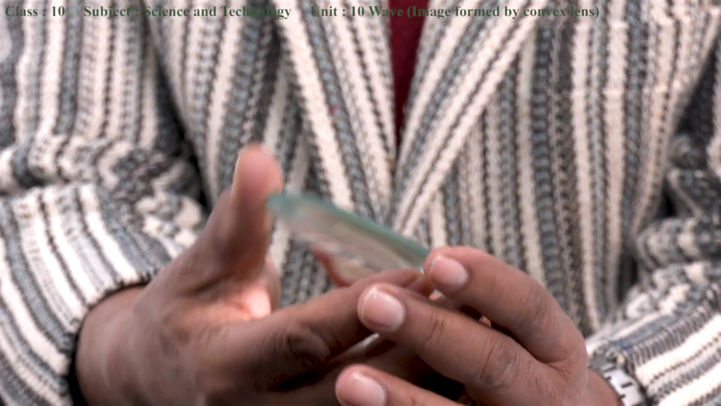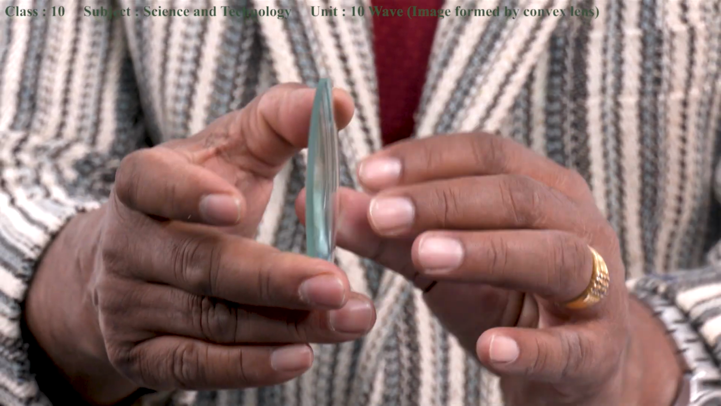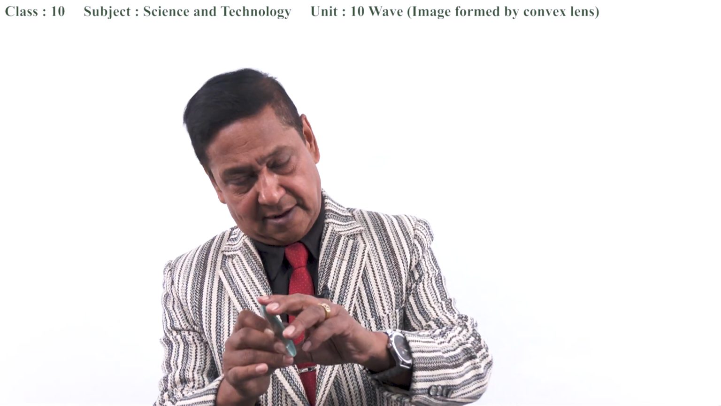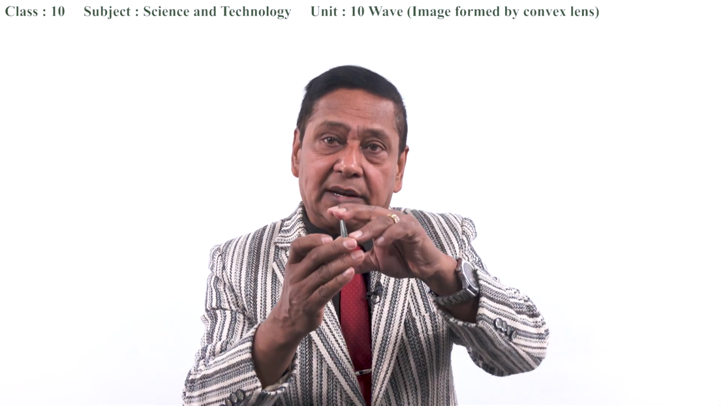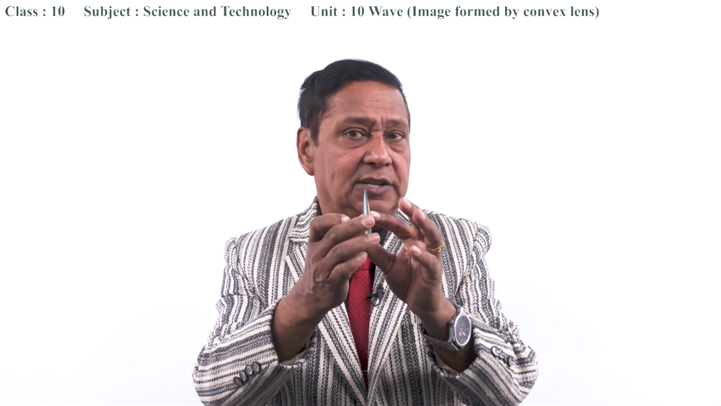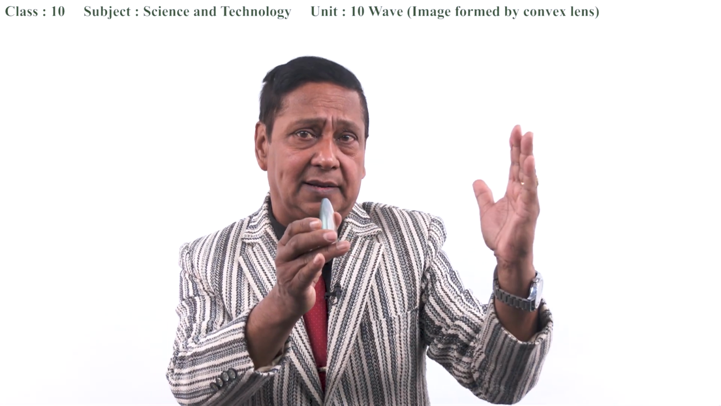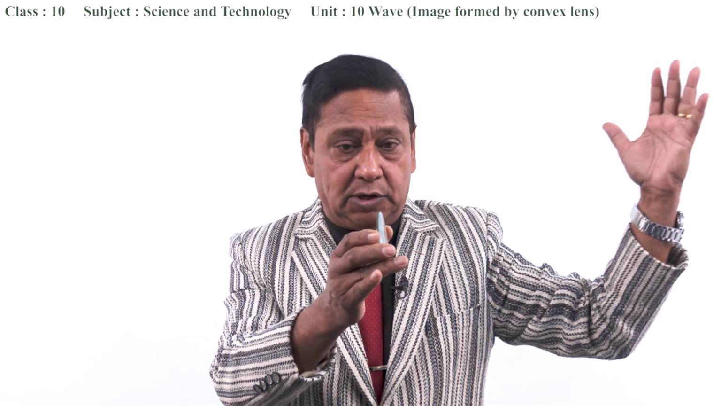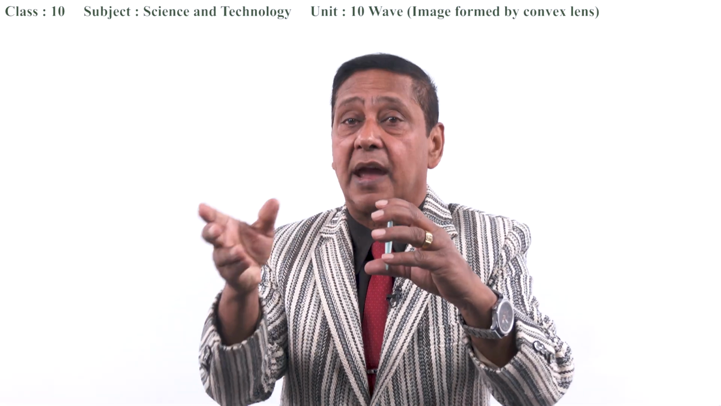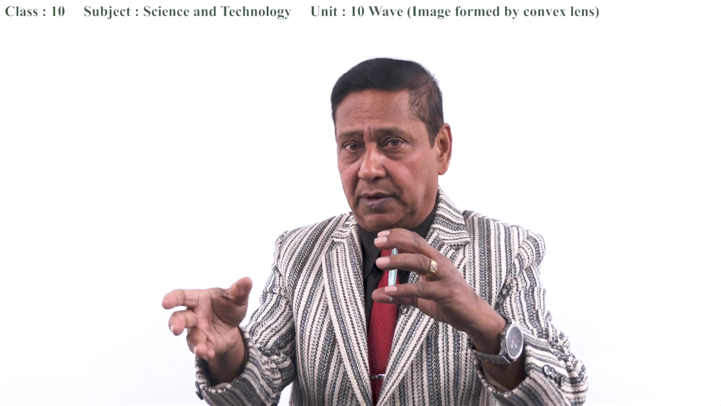And this convex lens forms different types of image. I am talking about different types of image formed by convex lens. Now, if an object is placed at infinity, then this convex lens forms its image behind the lens. If it is taken a little nearer than infinity, I mean to say beyond 2F, then it forms another type of image. If it is taken a little more closer, then another type of image.